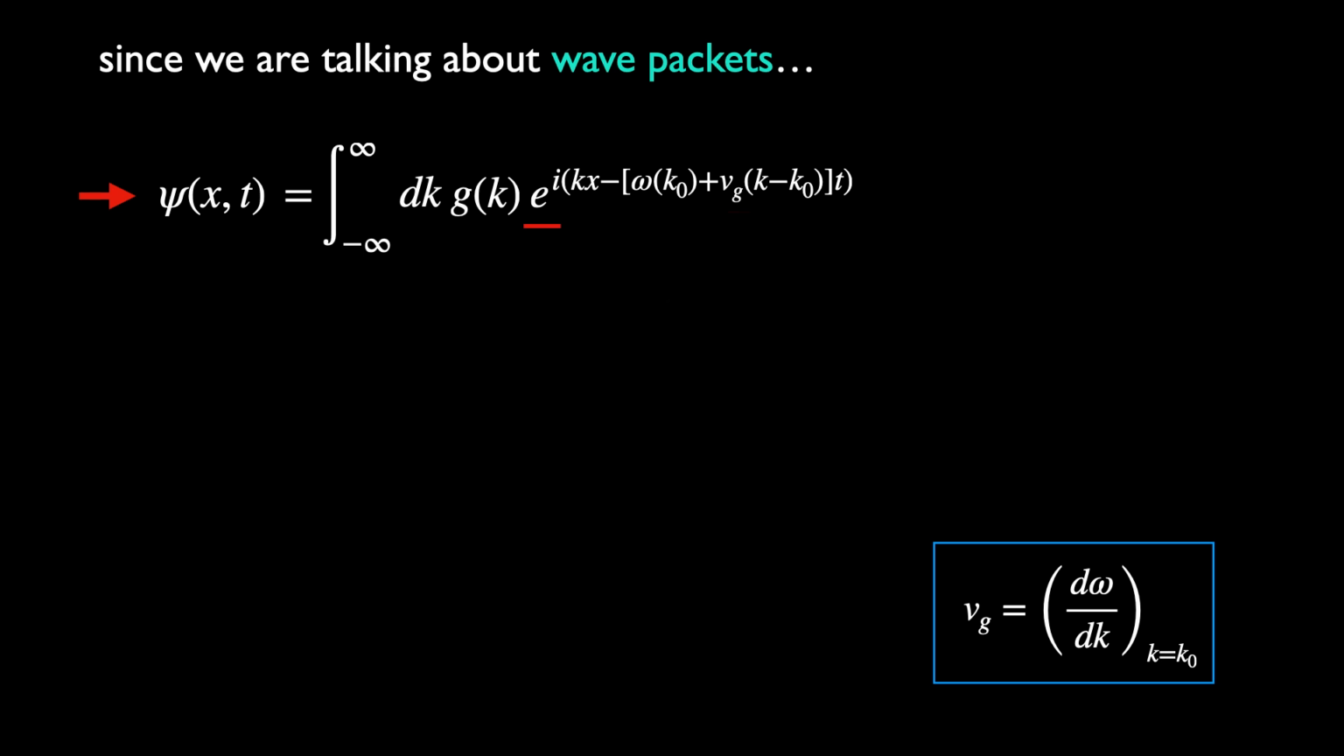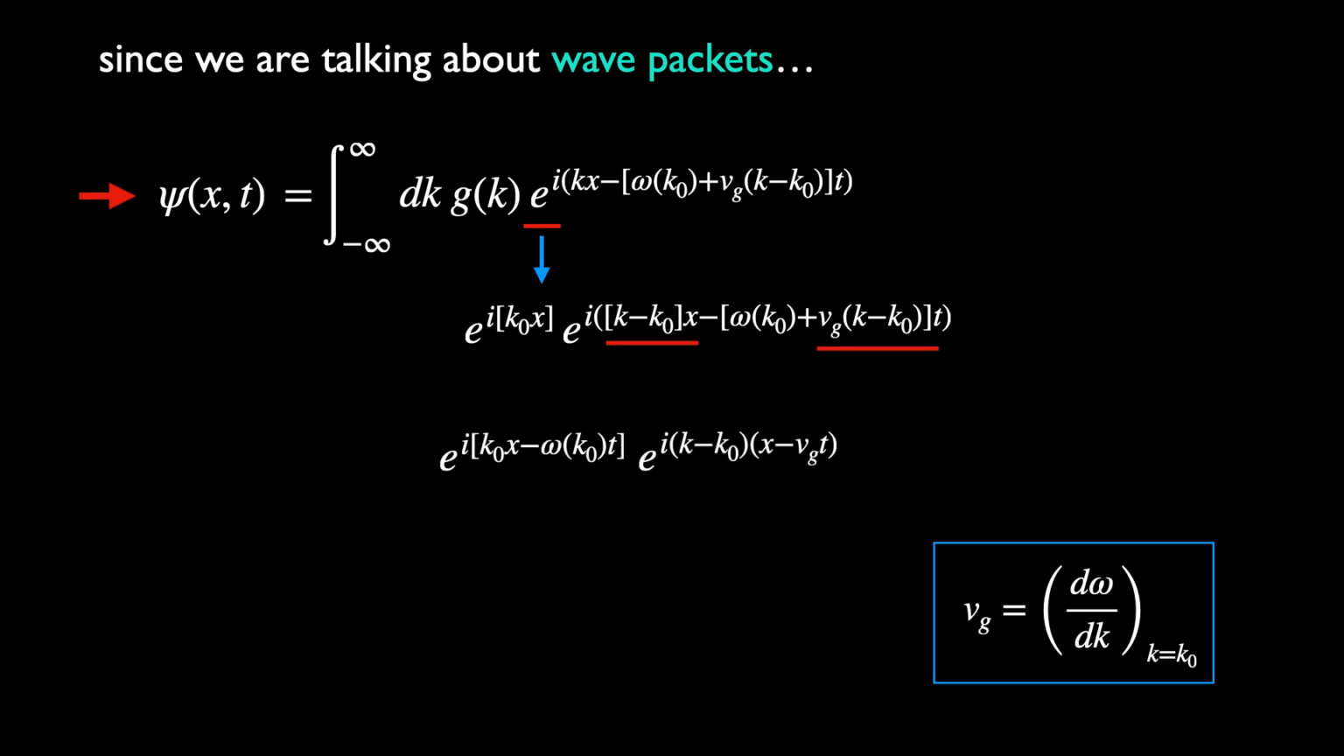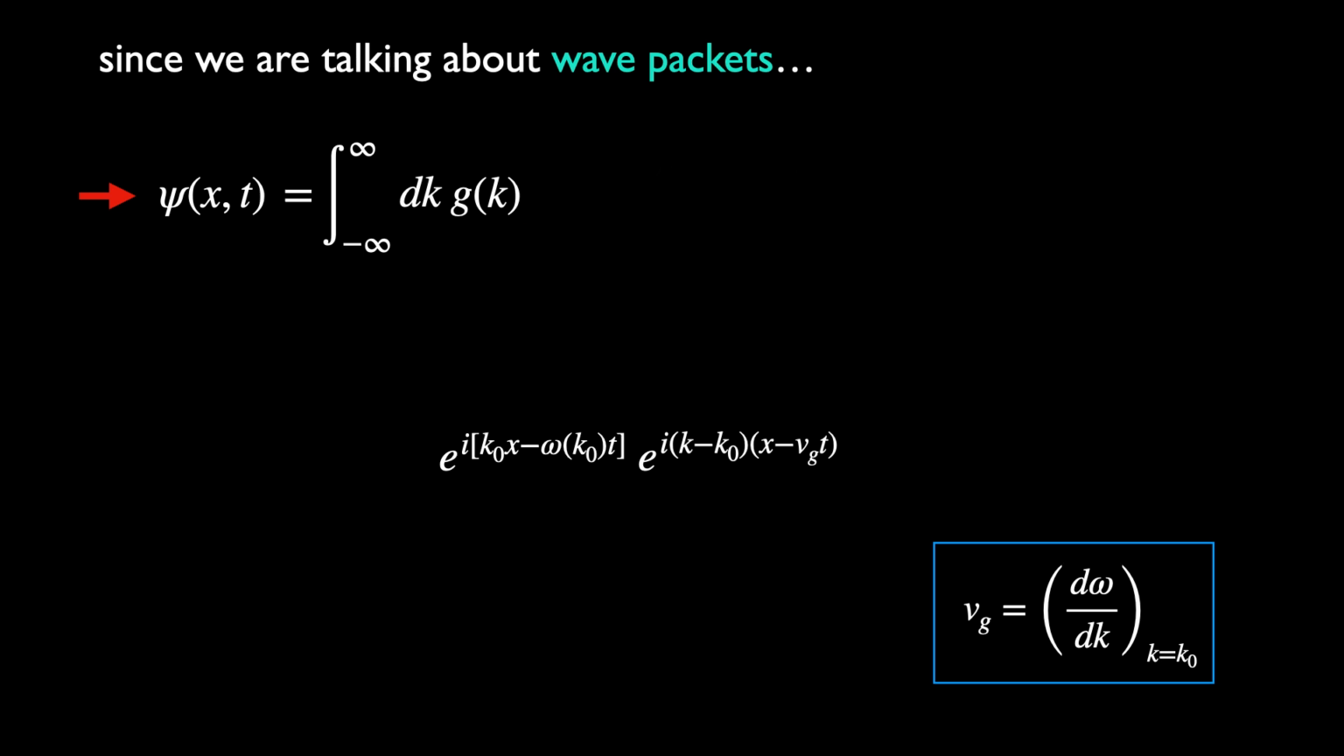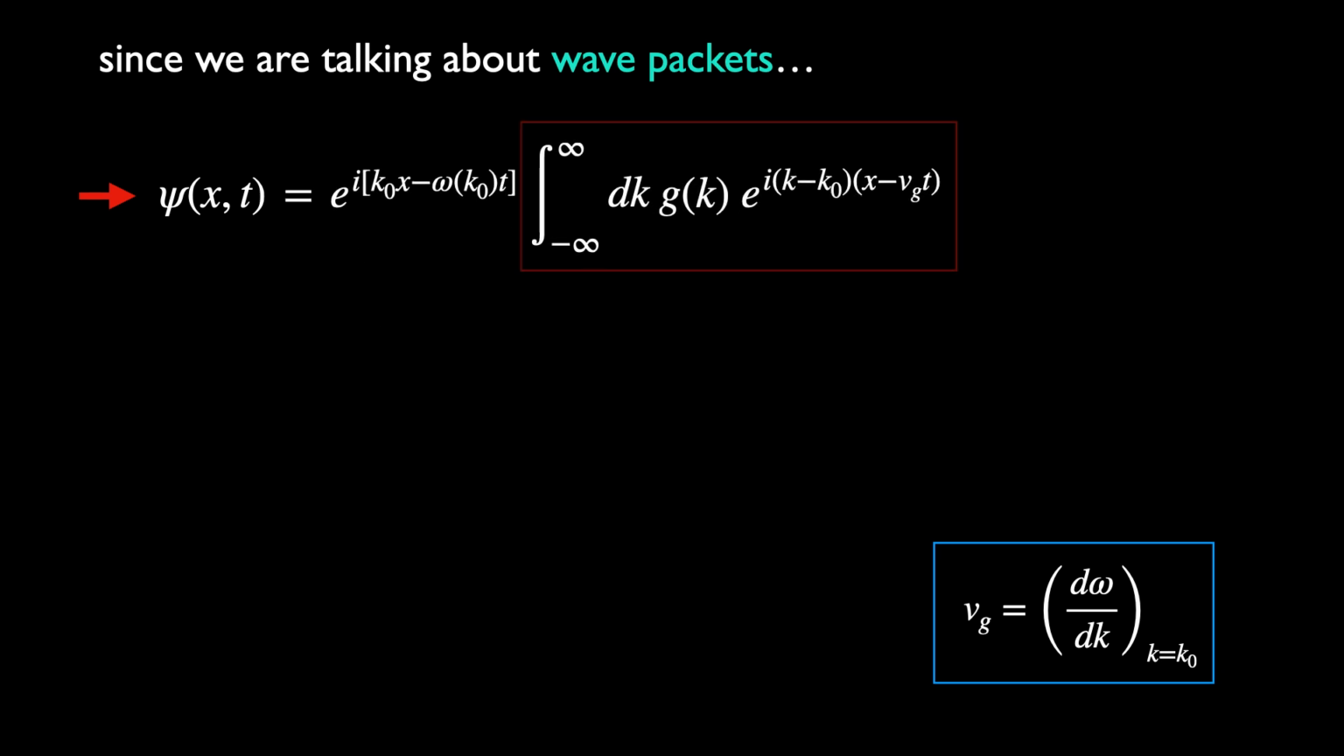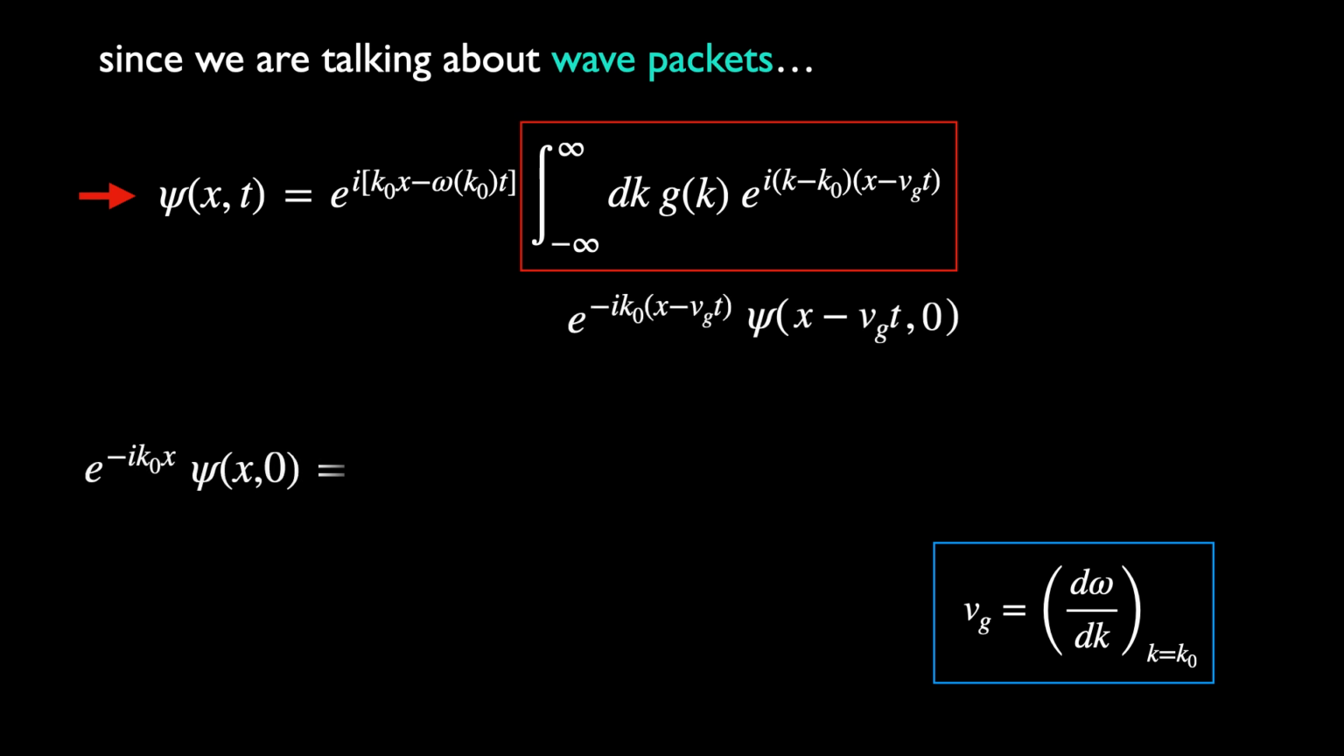Let's split this plane wave into two parts, such that one of them is independent of k and can be brought out of the integral. We want to put all the k dependence as k minus k0, since the function g(k) is centered at this value. Notice that the term in the red box is the wave function at initial time t equals 0, with x minus v_g t in the position argument. Except for this extra plane wave in front, but these phase factors will not matter when we calculate probability density.